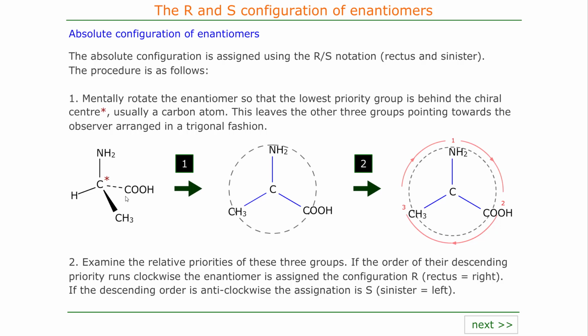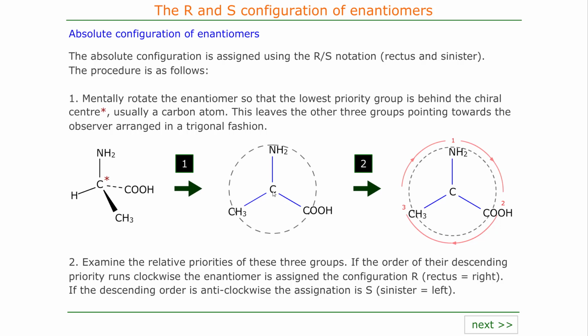So we take our enantiomer, we have an enantiomer here with the chiral center labeled with a star, and we have to assign a priority to each of these groups. Now you can see the lowest priority group here is a hydrogen. Priorities depend upon the atomic number of the atom that's attached to the chiral center. So hydrogen's got atomic number 1, so it's the lowest priority. So we mentally rotate this molecule so the hydrogen is hidden by the carbon, and we get diagram 2.